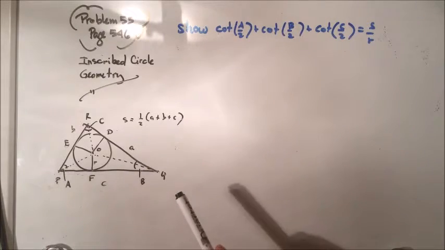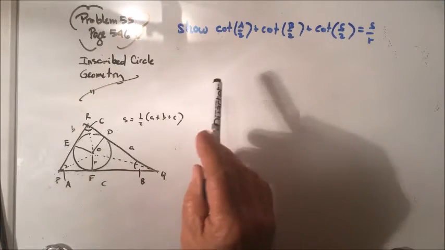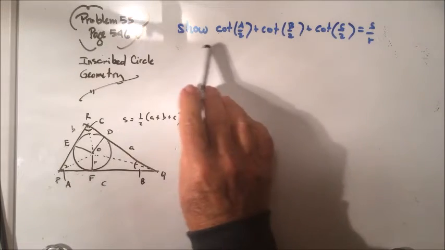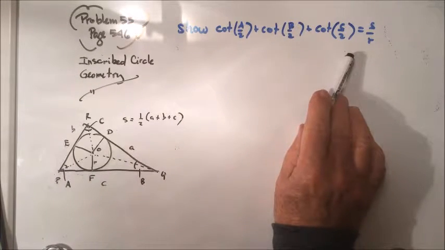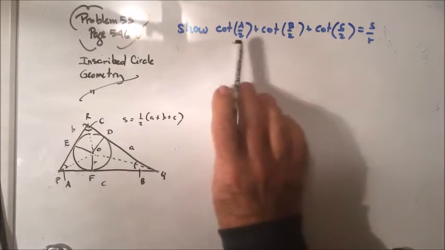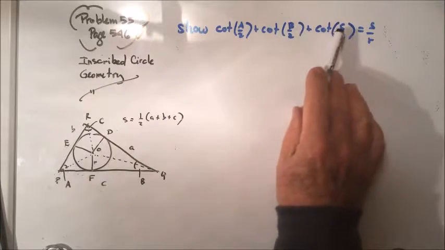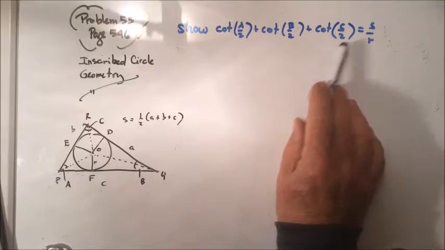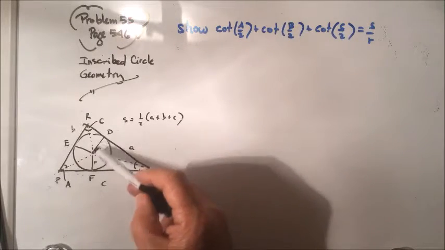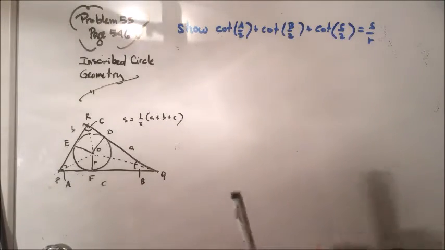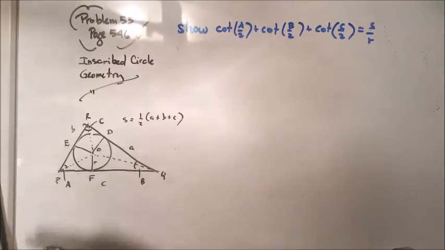Okay, given that, you've got to understand the question before you can solve the problem. The problem here, at least in 55, is to show that this sum of cotangents, cotangent A over 2, cotangent B over 2, plus cotangent C over 2, is equal to this parameter S divided by this radius R. Okay, it's actually a lot easier than it looks, though a little bit tedious. Here's how you do it.